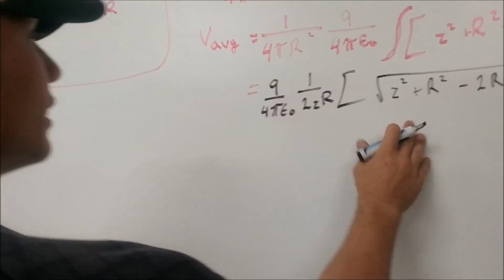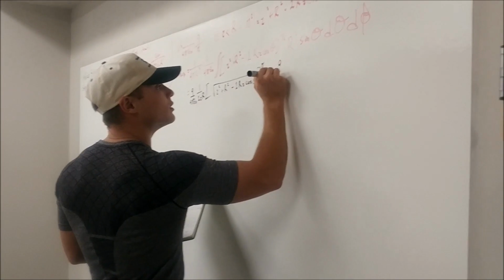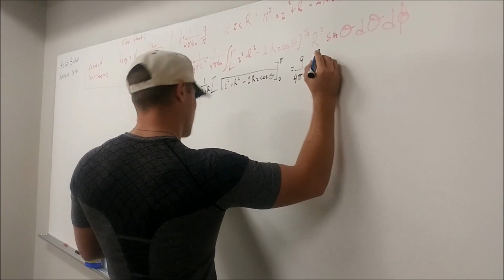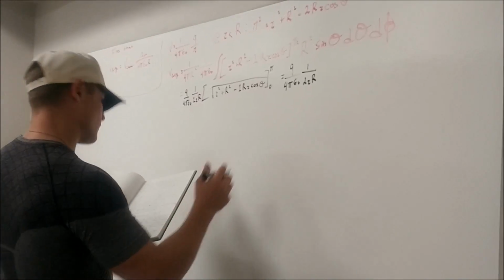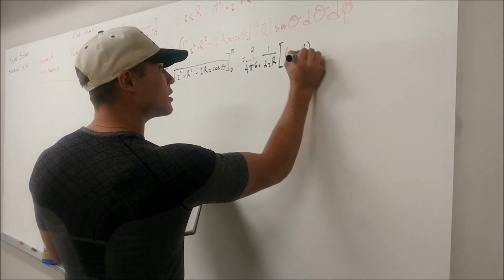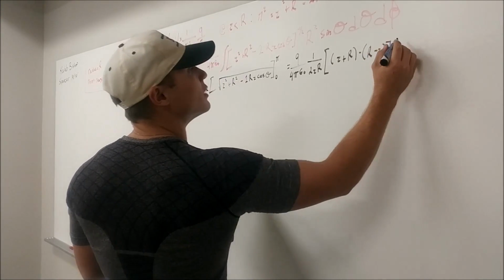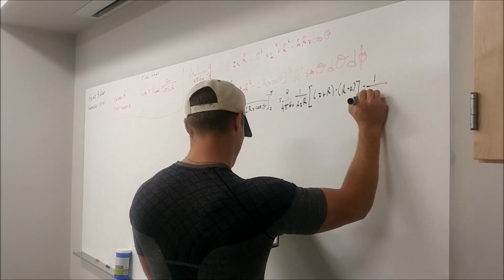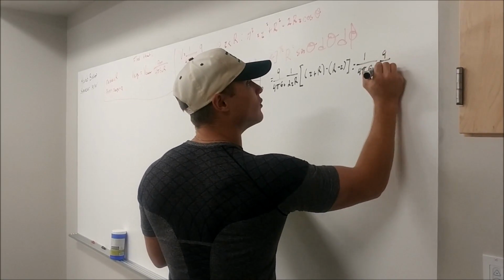So, now taking this one step further, you end up with Q over 4 pi epsilon sub naught times 1 over 2 z big R times z plus R minus z. And now all of this simplifies down to 1 over 4 pi epsilon Q over big R.